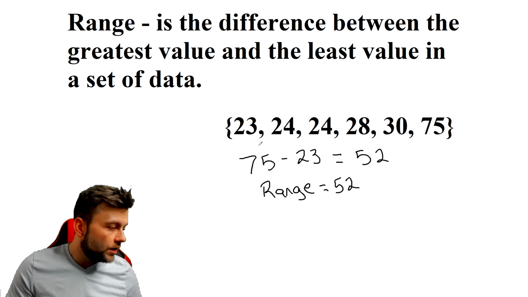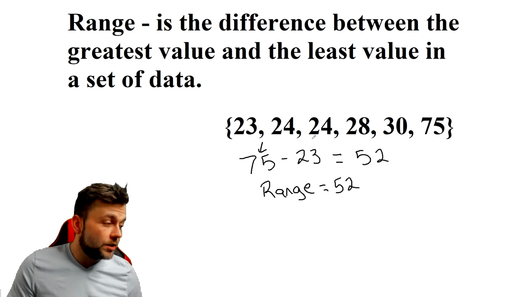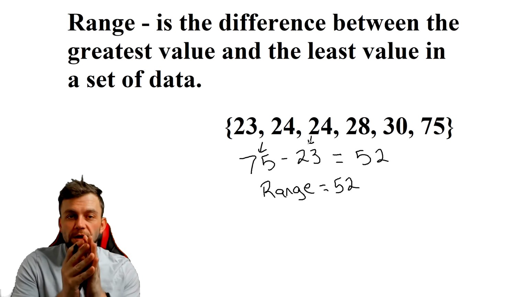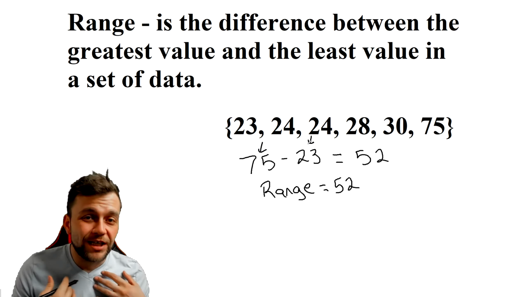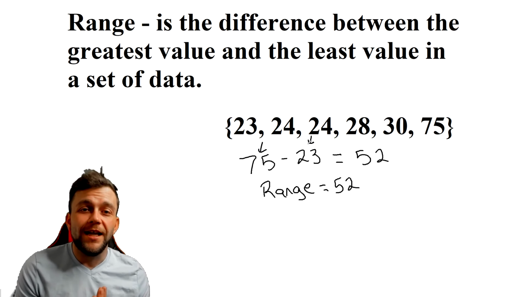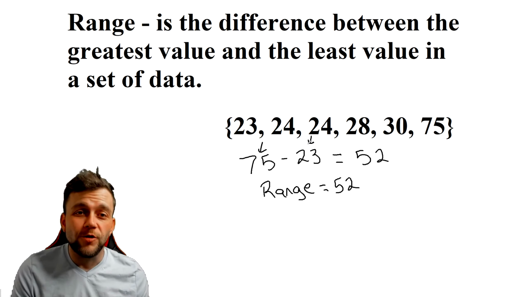So it is the greatest number minus the smallest number. So what is the scope, beginning to end? What's the big difference between those two? That is a way to think of range.